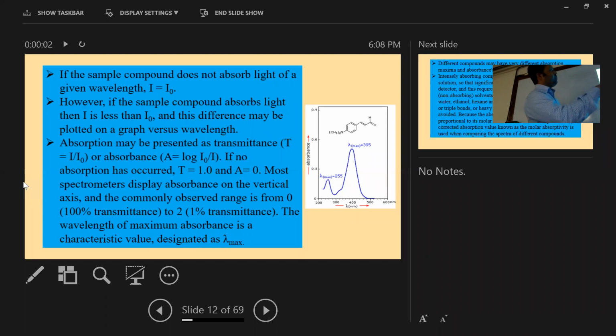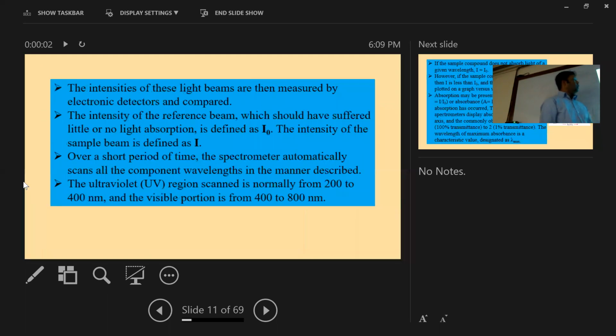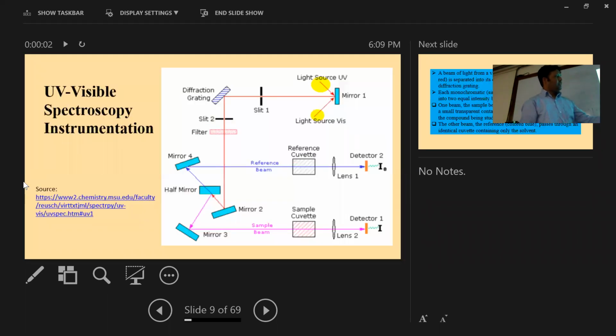If the sample compound absorbs light, then I is less than I naught, and this difference may be plotted on a graph versus wavelength. Absorption may be presented as transmittance. Actually, what we have found here is the transmittance, not the absorbance, because we are getting the rest, not the actual absorbance.